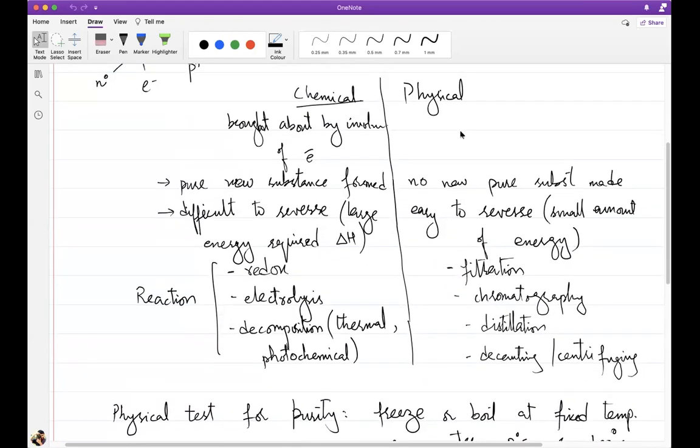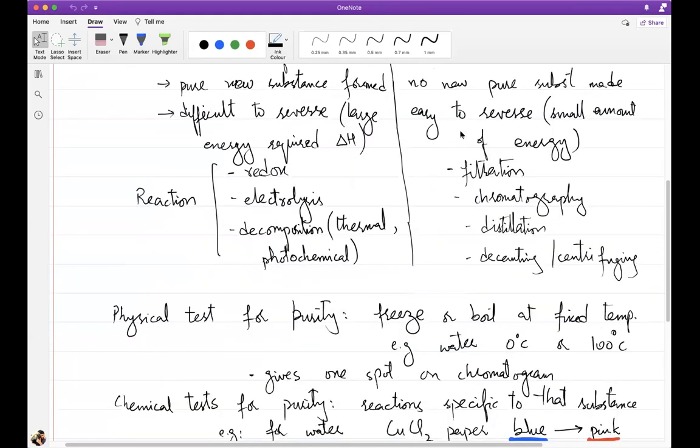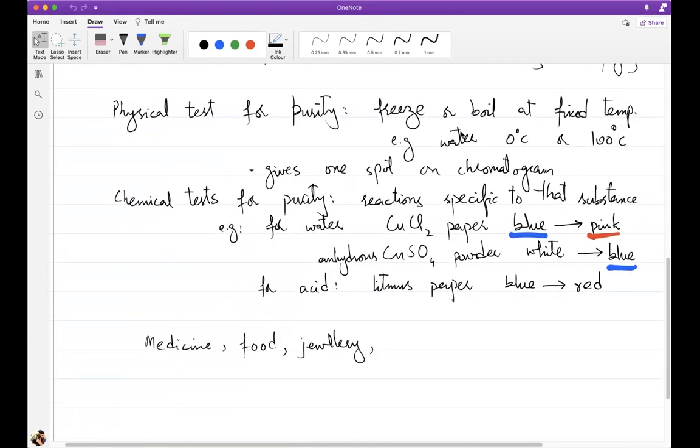One key thing that is different for chemical combination and physical combination is that in chemical combination, there's always a pure new substance that is created. And in physical combination, no new pure substance is created. We can have physical tests for checking for purity. So if something is boiling or freezing or changing its state at a fixed temperature, that means that it is pure. And it must also give a single spot on a chromatogram. And for chemical tests, we have these reactions that are specific to that.